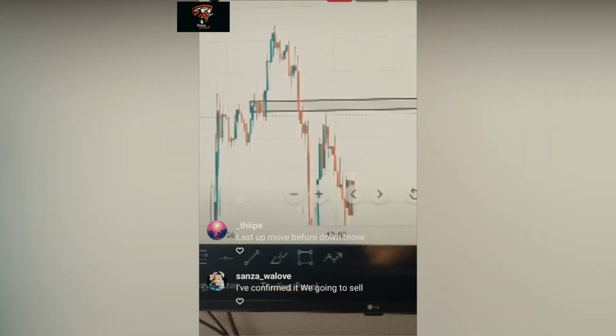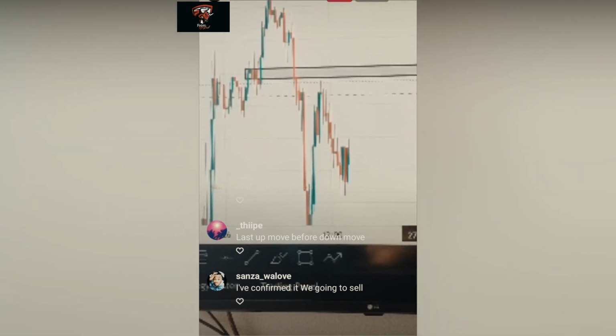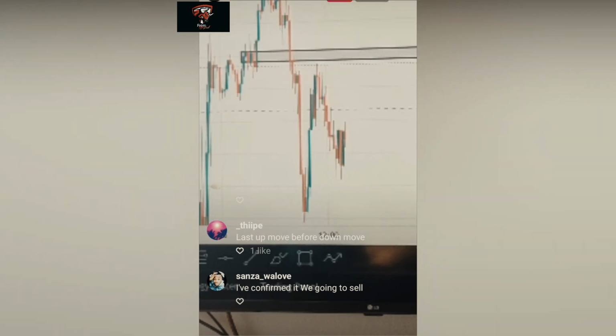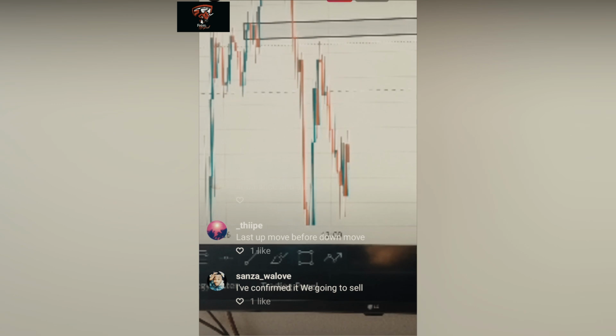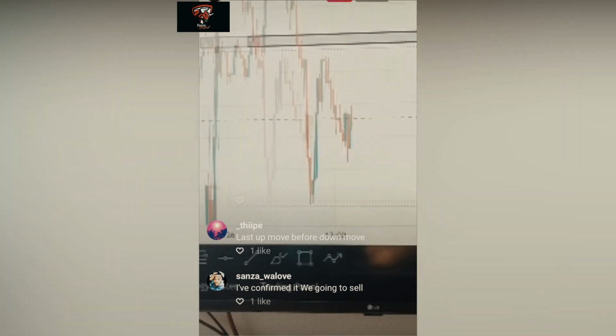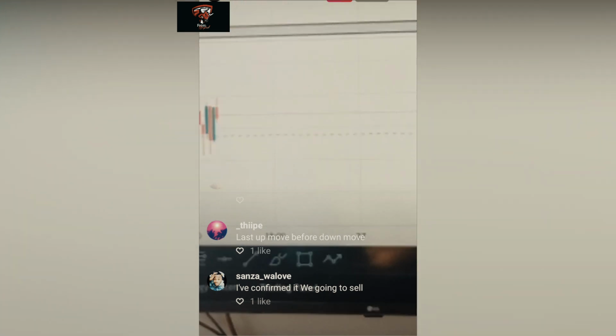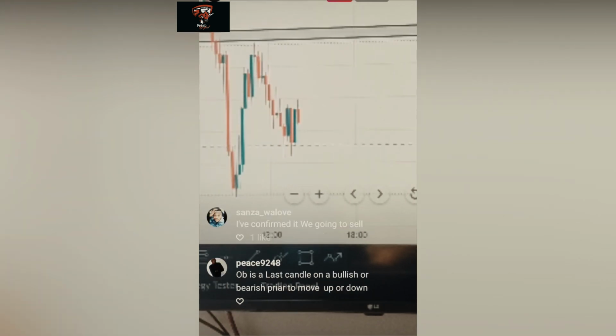It's not every last up candle before the down move. No, there needs to be an imbalance, and a break of structure that takes place before an order block is valid. It's not every last down candle. It's not every up candle. It's specific up candles and down candles that show and identify an order block.